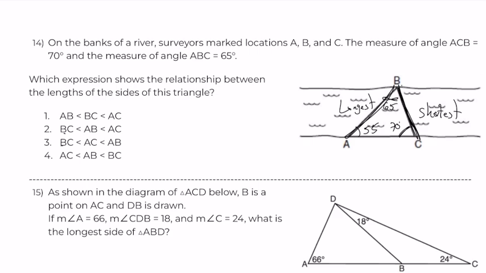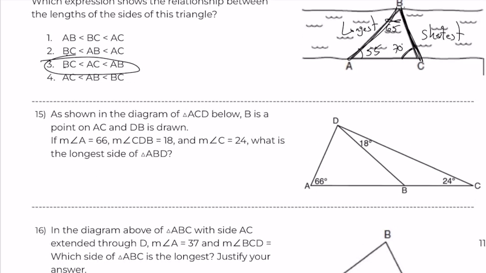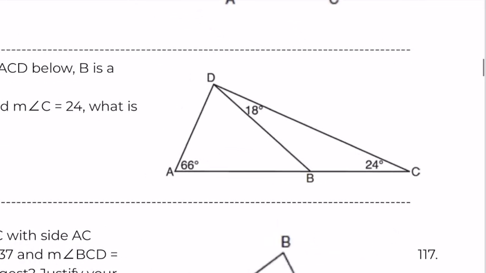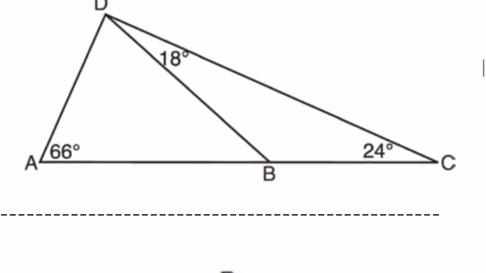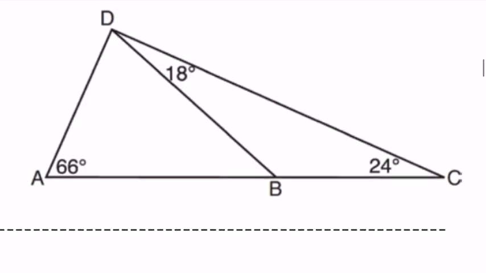So I need to start with BC. It could be this or this, but my longest is AB. So it is this one. Beautiful. Now for this one, you can find this angle by using again... well, no, you know something, I'm not going to find that angle. I'm going to find this one. I know what is the measurement of that angle.